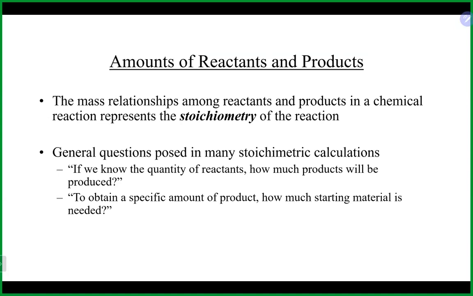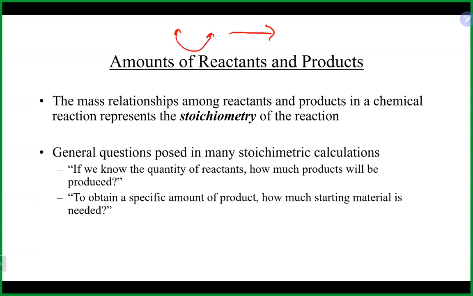Or you could even do it between reactants as well. If you know one reactant, you could figure out the other reactant you would have to throw in there. The same goes for products: if you know how much of one product you made, you could then figure out how much of the other product you made as well. So stoichiometry is really a relationship, and most often we're interested in how much product we're going to make, but we can go anywhere in the equation.